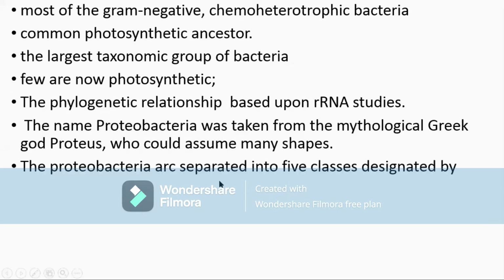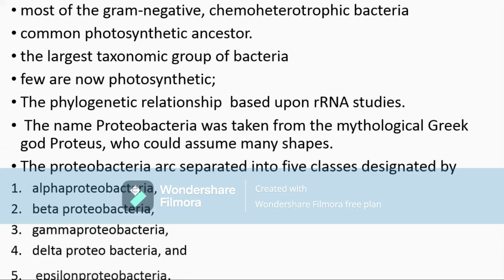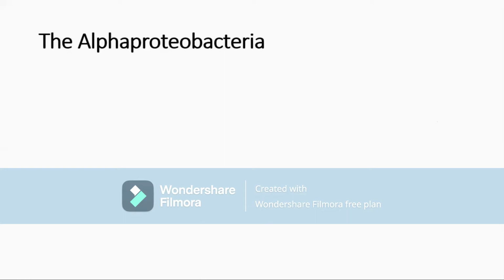And again, this is one of the largest groups. This volume is divided into 5 different classes, which are named on some letters: Alphaproteobacteria, Betaproteobacteria, Gammaproteobacteria, Deltaproteobacteria, and Epsilonproteobacteria. So I'll discuss one by one.